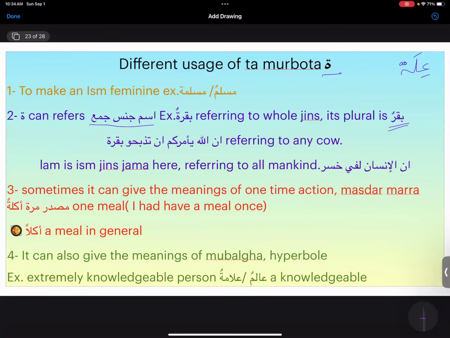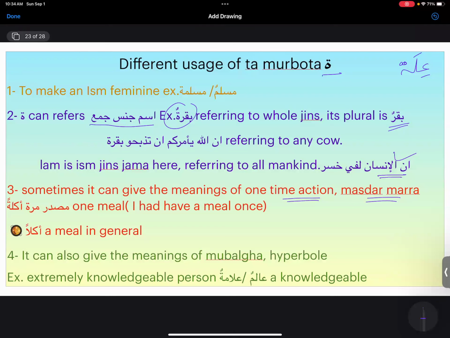So this ta marbuta can refer to ism jins as well. And same idea, like we say, innal insana lafi husr. Now, al-insana, this al is referring to the whole species of human, right? So this is referring to jins of insan, every human being. So same idea as bakaratun over here. So that is another purpose of this ta marbuta. Then sometimes it can give the meaning of one-time action. And that is called Masdar Marra.